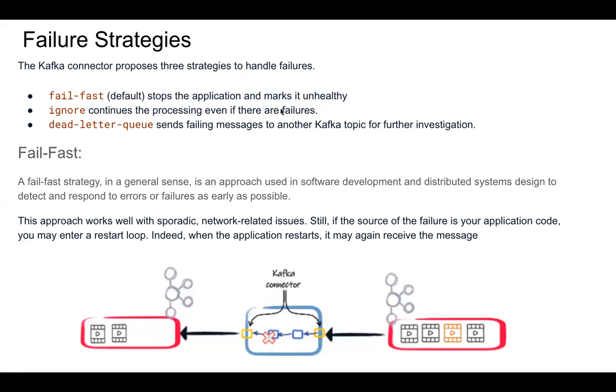So it stops the application immediately and marks it as unhealthy. Like when you have the health check URLs, it will return that the application is down. Every application has health check URLs. Some of the URLs are provided by default when you're using Quarkus. So like an application, something went down in between, the message could not be delivered. The connector will mark the application as unhealthy. So this is fail fast.